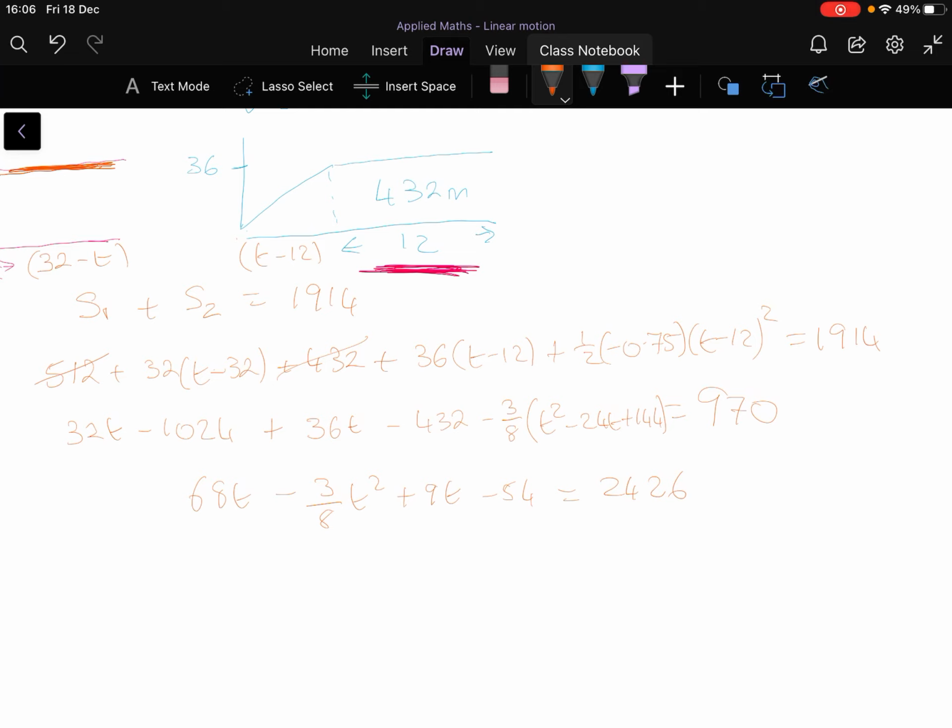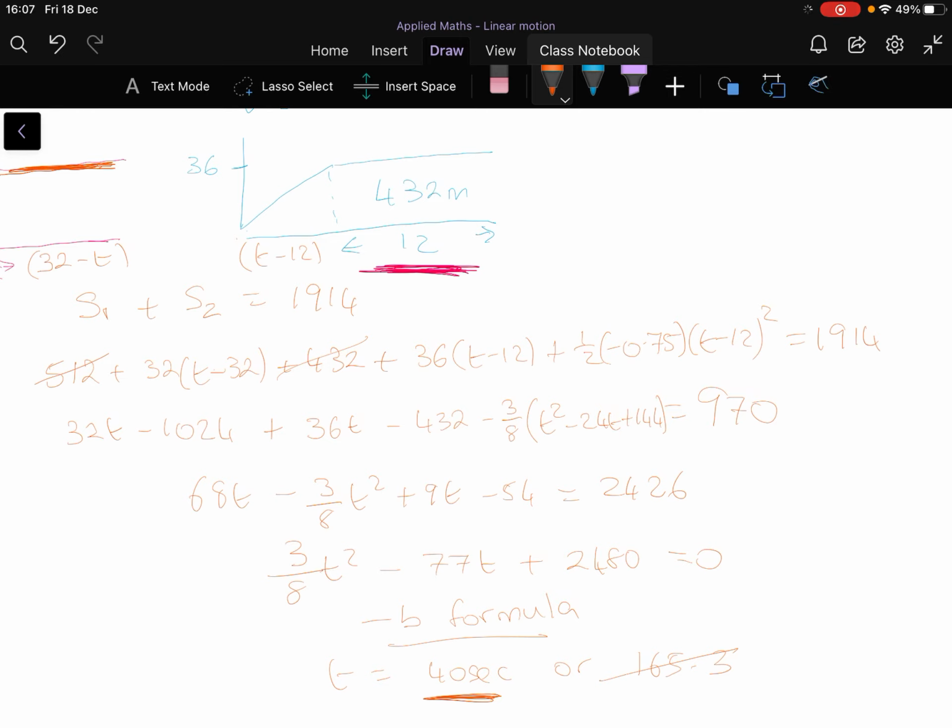Everything to one side then. I'm going to bring everything to the right hand side to get my minus 3 over 8t to be a plus. And I'm ending up getting 3 over 8t squared minus 77t plus 2480 equals 0. I'm going to substitute everything into the minus b formula. And when I do that, I'm getting t to equal 40 seconds or to equal 165.3. You're going to go for the lower one because that's the time we're going to meet them at first of all.